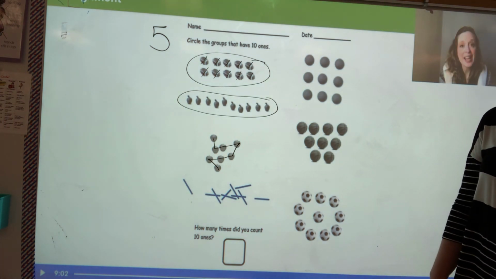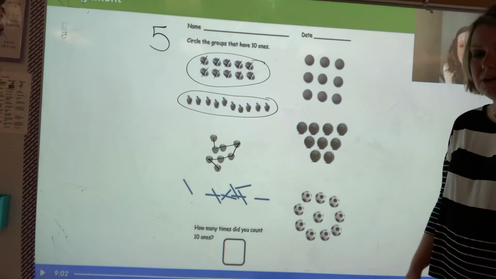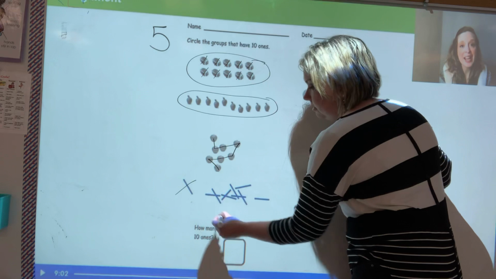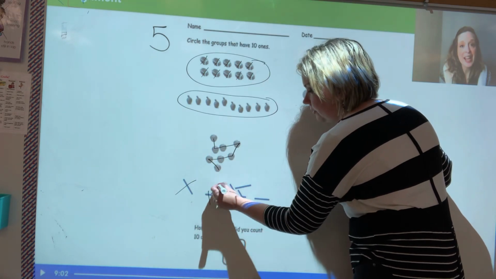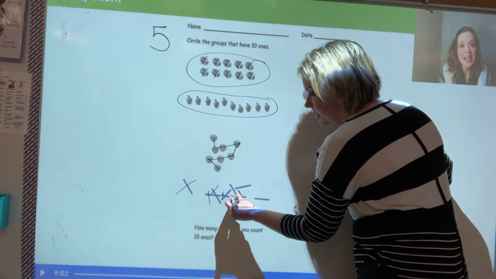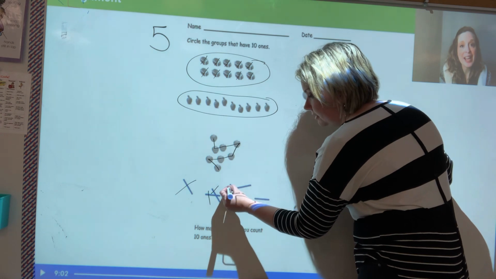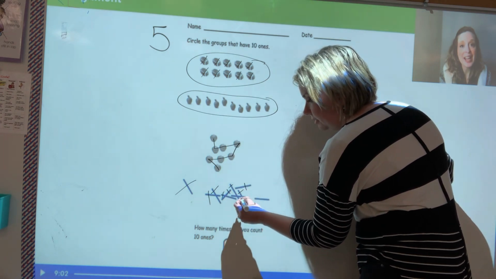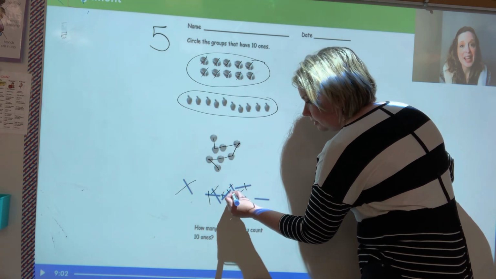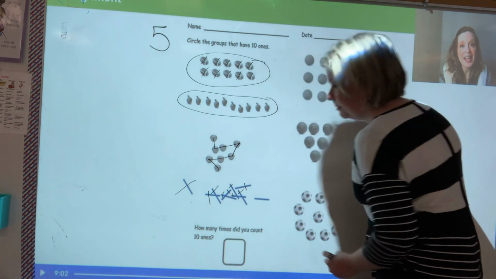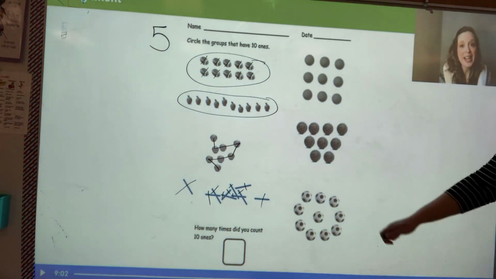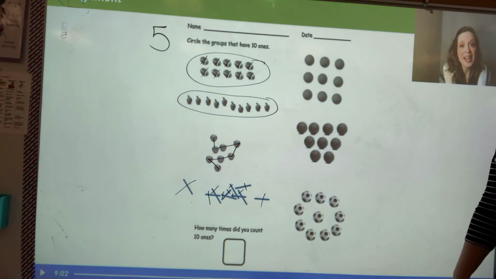Ooh, I think I'm going to cross out the sticks because some of them are overlapping each other. 1, 2, 3, 4, 5, 6, 7, 8, 9, 10. Can I circle my sticks? Yeah.